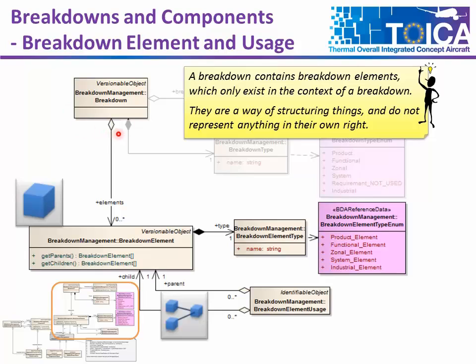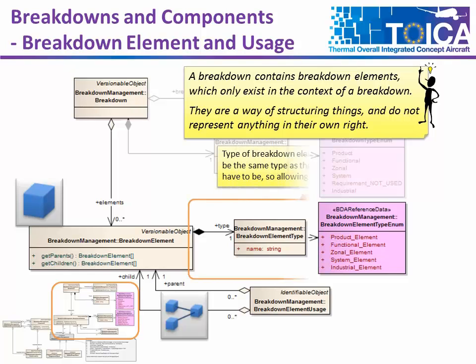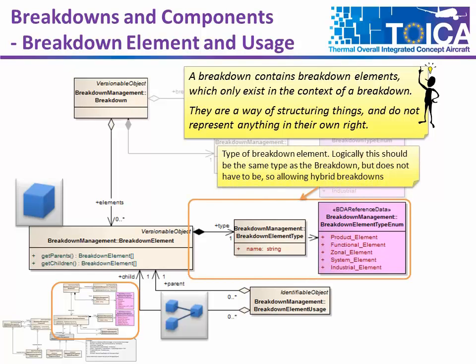A breakdown has elements, and a breakdown element only exists in the context of a breakdown, and it's a way of structuring things, and they don't represent anything in their own right. A breakdown element has a type. Usually this is the same type as the type of the breakdown, but it does not have to be, which will allow for hybrid breakdowns.